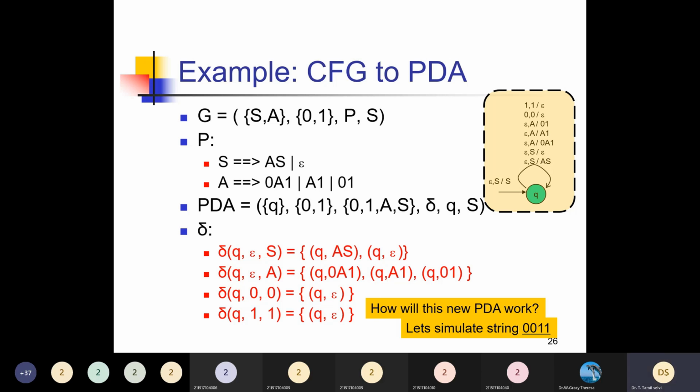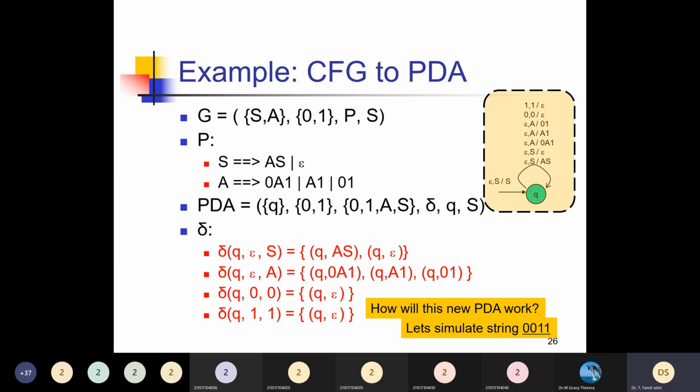So see the first one, this is for capital S alone. If capital S is on the top of the stack, then instead of capital S, I have to replace the right hand side of the production. So I have two options now. First, I have to write the first option, and then the second time, I have to write the second option. So q comma AS, because I have the production capital S tends to AS. And then the next one, q comma epsilon, because I have the production capital S tends to epsilon.